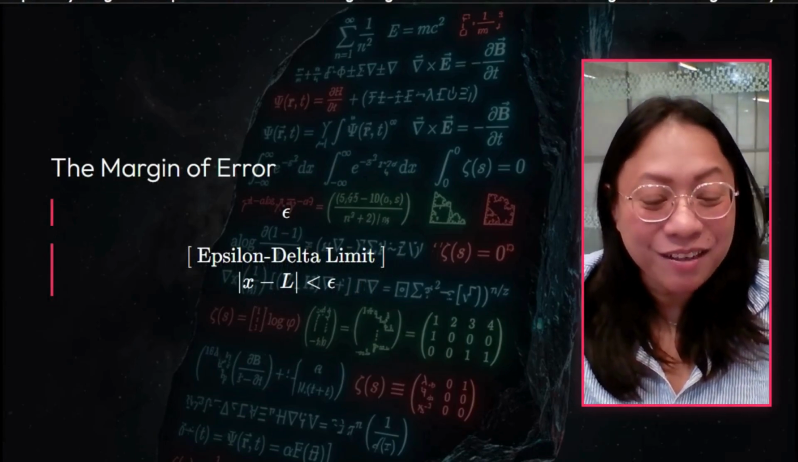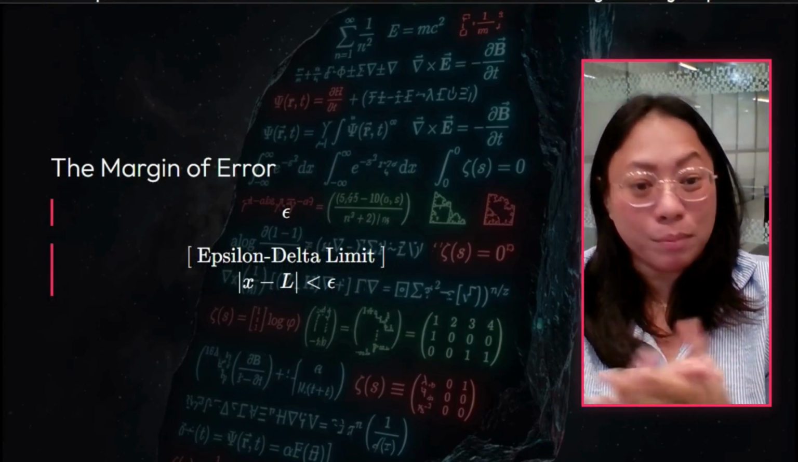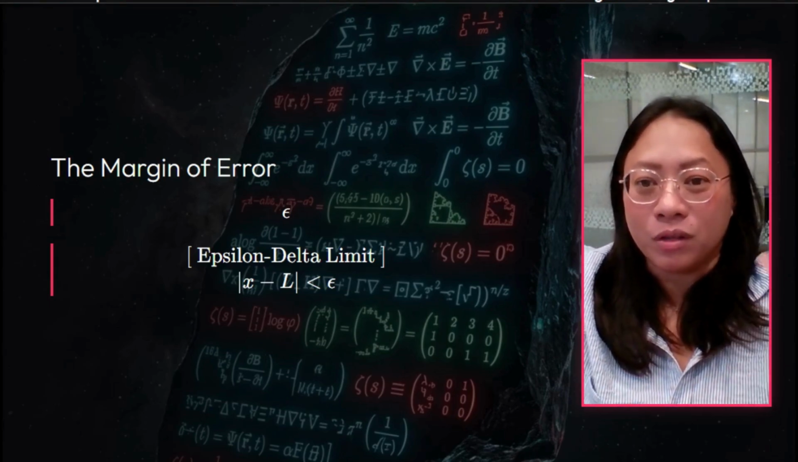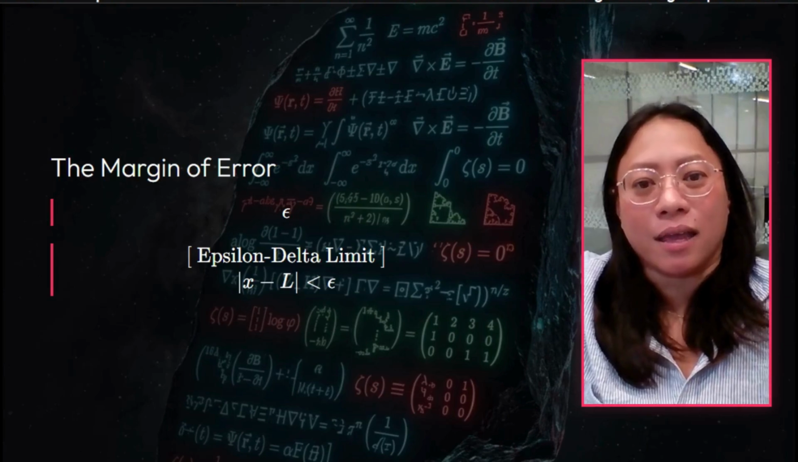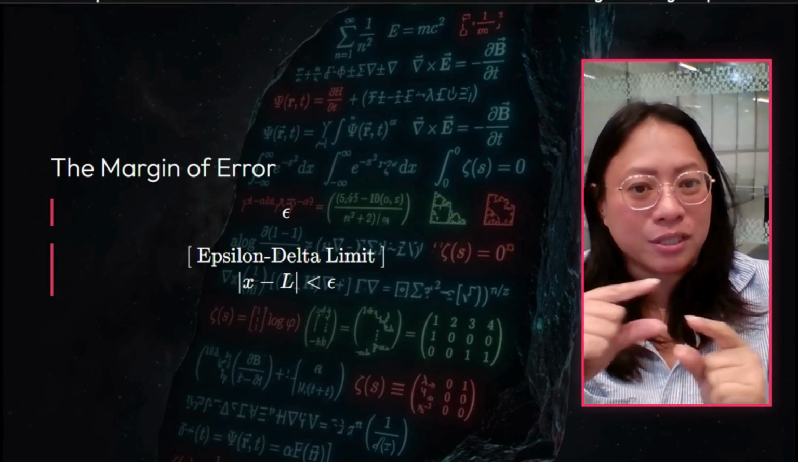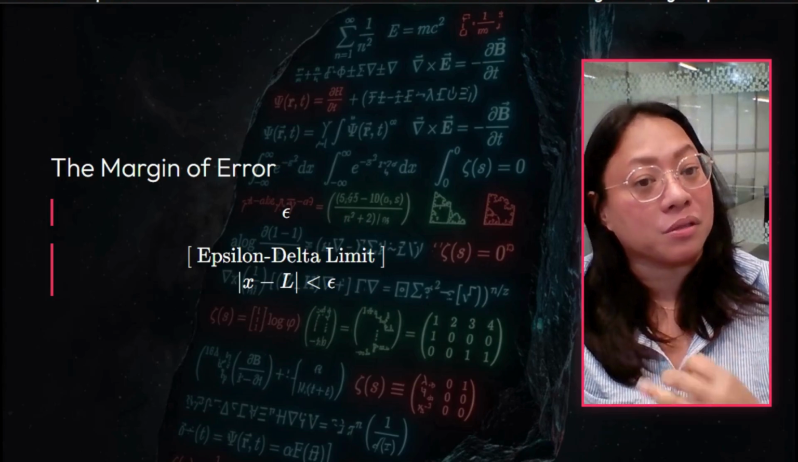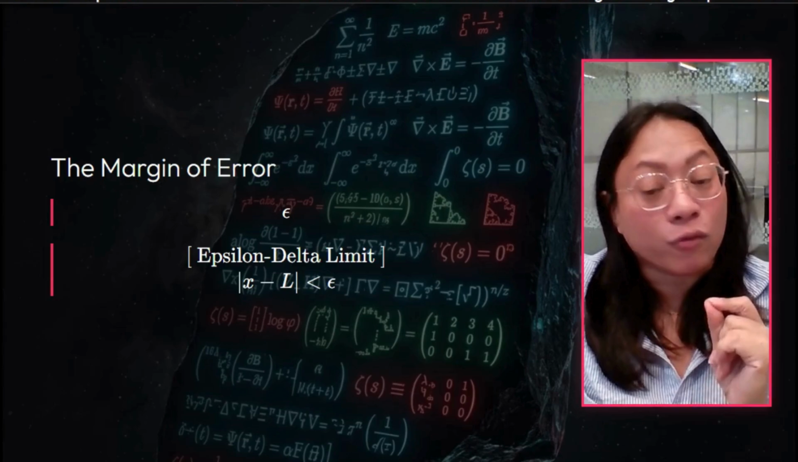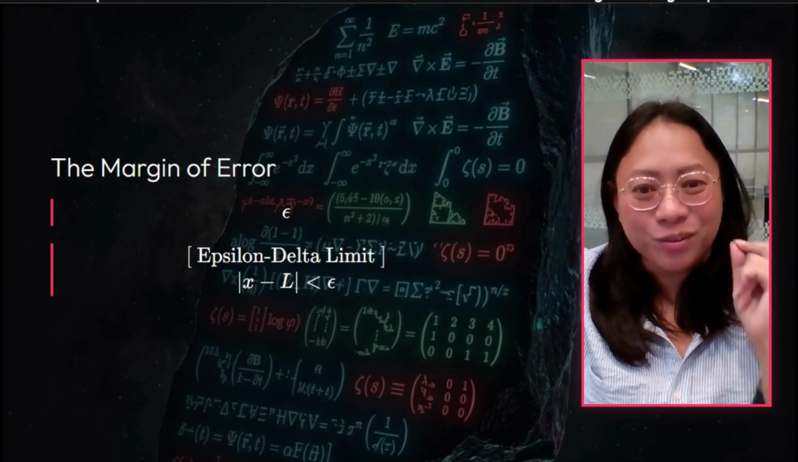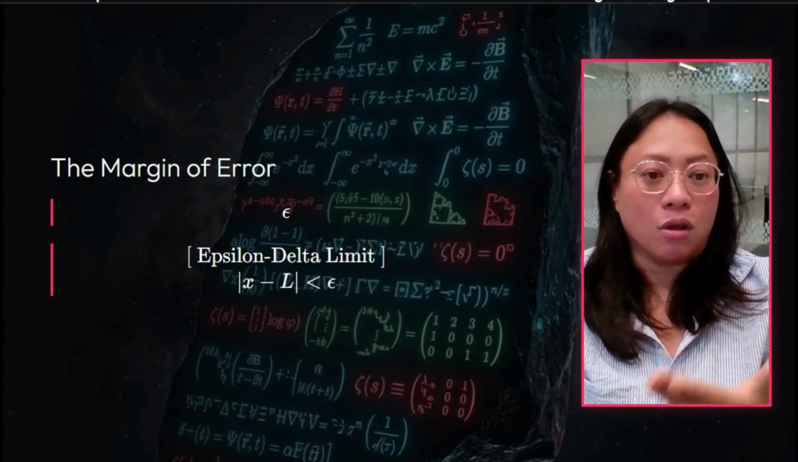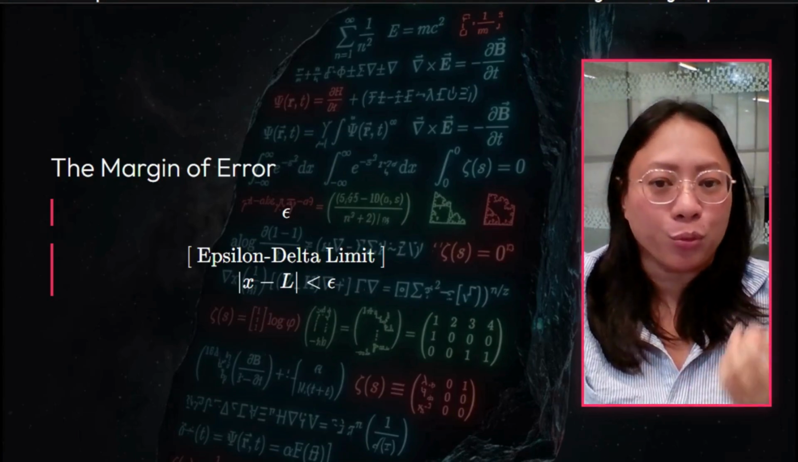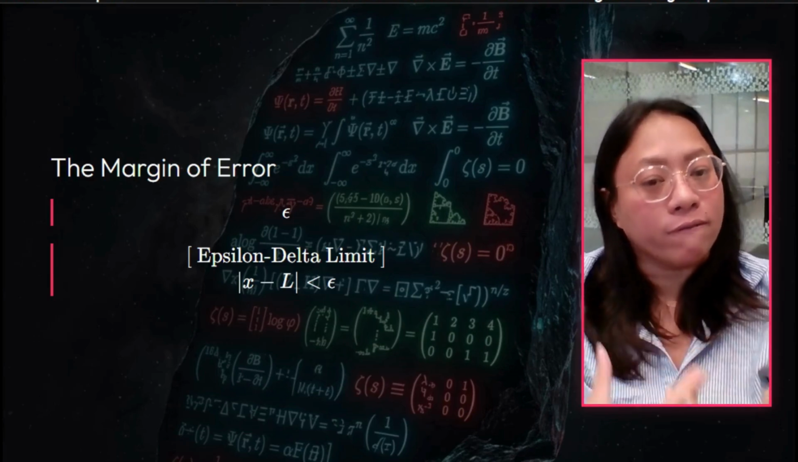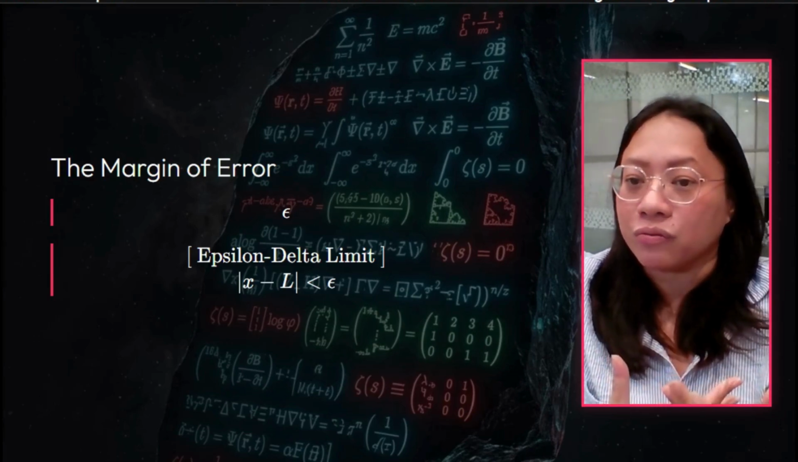So let's now take a look at epsilon, or the margin of error. This represents an arbitrarily small, almost non-existent positive quantity. It is the mathematical definition of close enough, and in the rigorous proofs of calculus, epsilon is used to trap limits, proving that a function converges to an absolute truth.